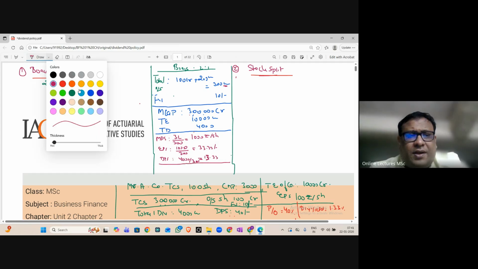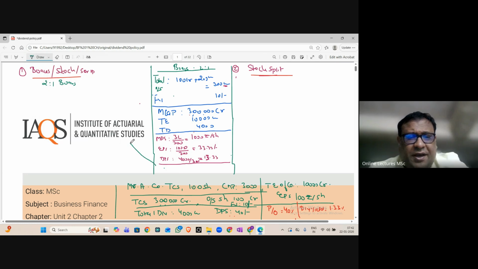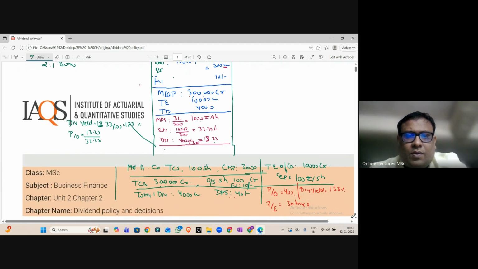If we calculate the dividend yield, guys, a little time crunch, taking it here. If we calculate the dividend yield, that would be dividend upon market price. 13.33 by 1000, you get 1.33%. If we do the payout, it would be 13.33 upon 33.33. It should be 40%. Yes, sir. And lastly, if we do the PE multiple, it should be market price per share, that's 1000, divided by 33.33, that's 30 times.